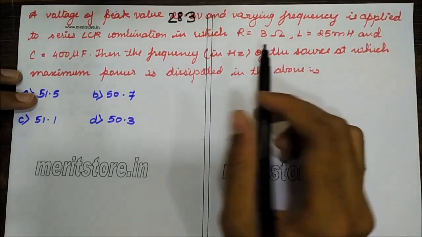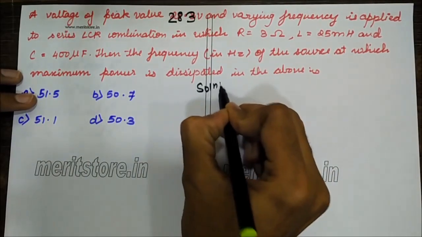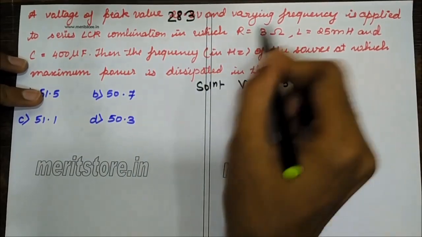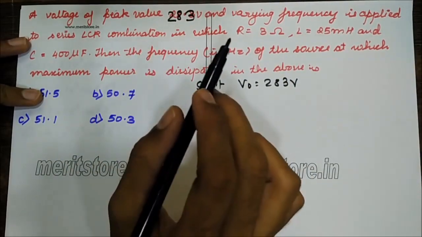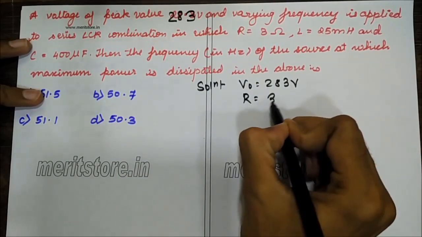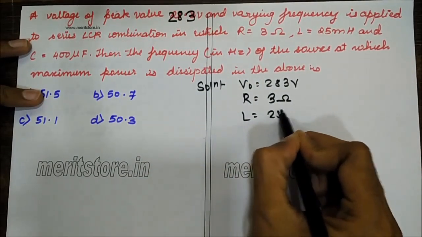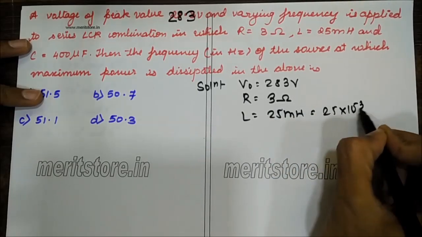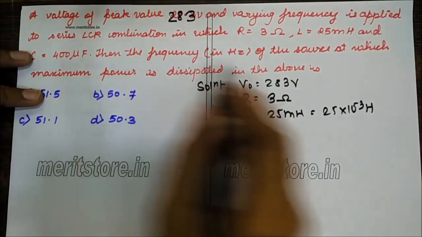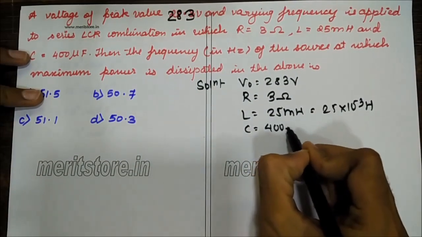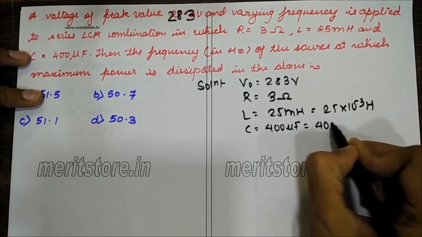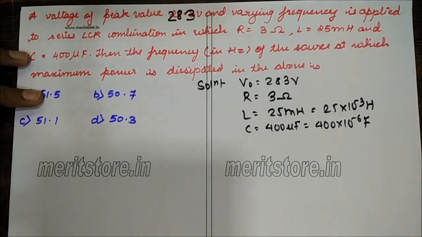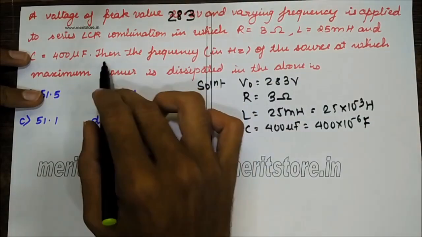We'll write down the given things. We have the peak value V0 as 283 volts at a frequency which is applied in an LCR combination, in which the resistance is 3 ohms, the inductance is 25 millihenry, that is 25 into 10 raised to minus 3 henry. Next, the capacitance is given as 400 microfarad, that is 400 into 10 raised to minus 6 farads.